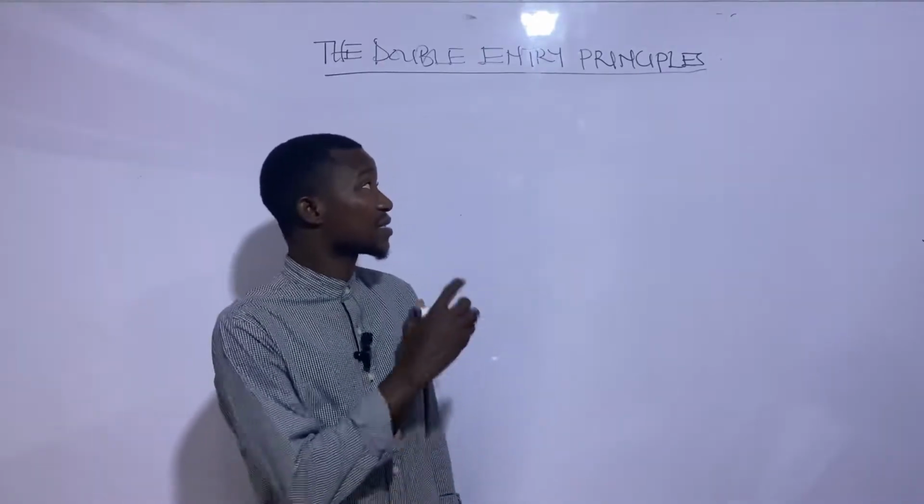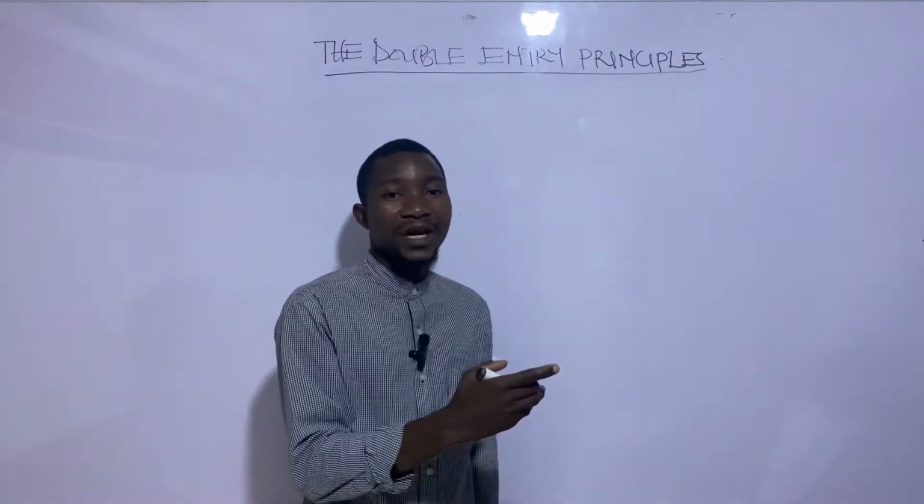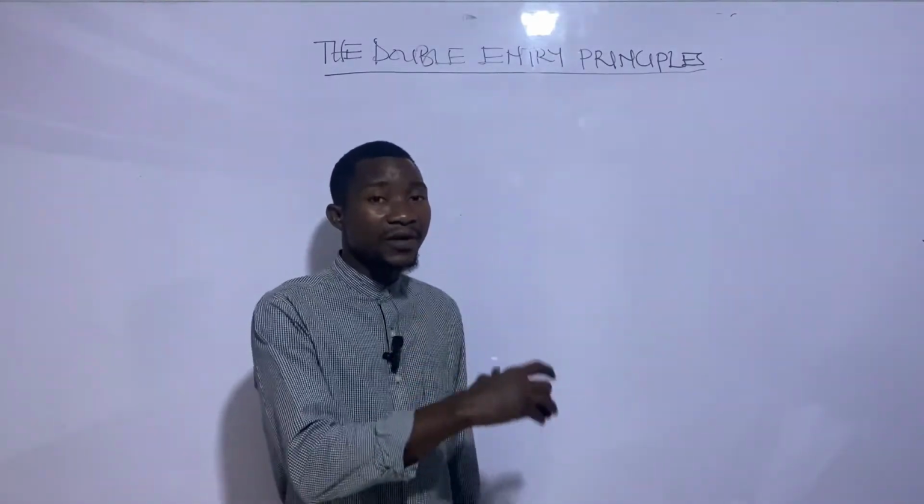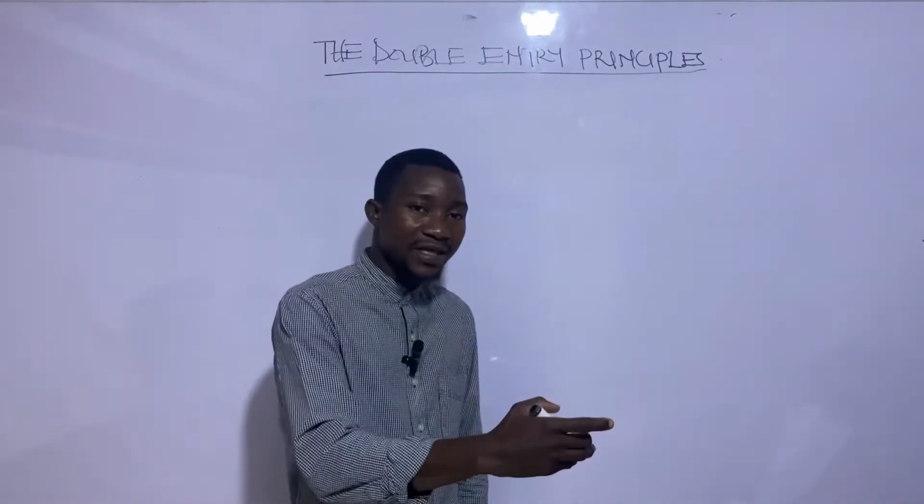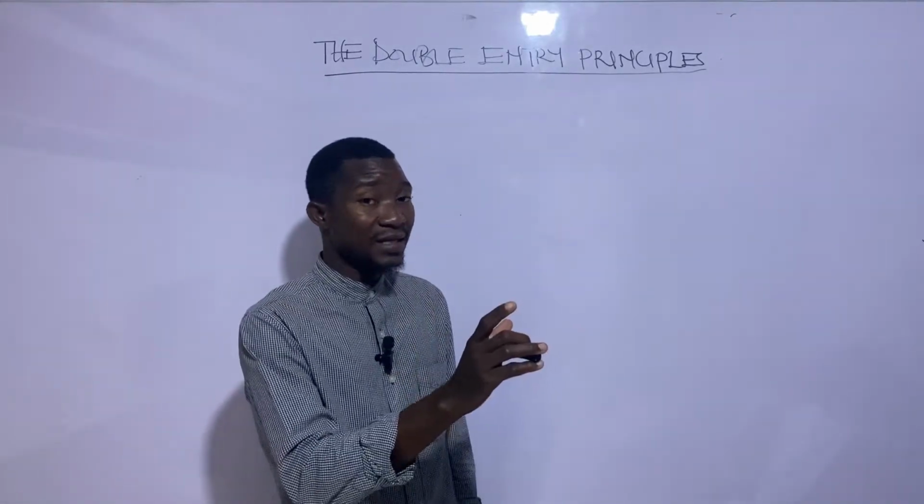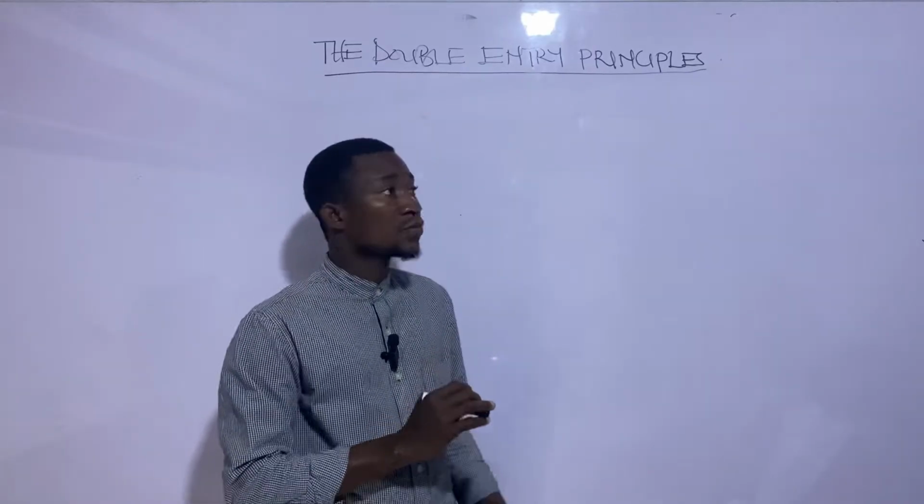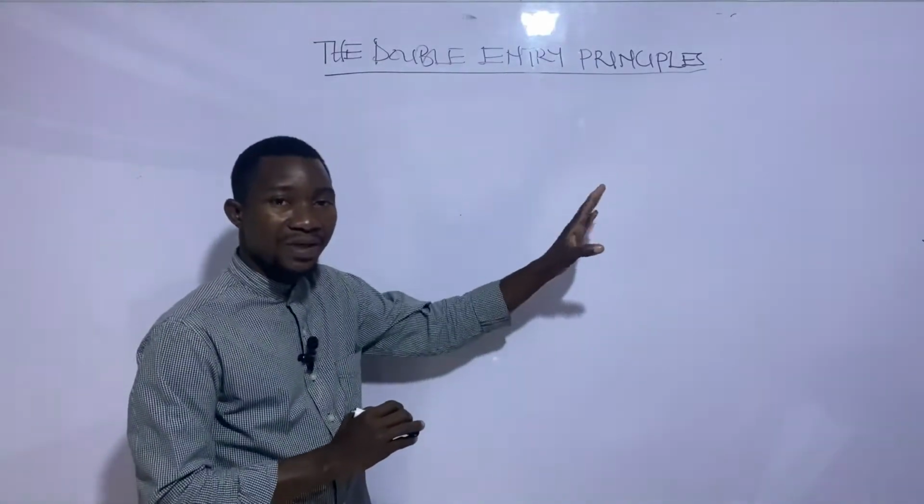Before you'll be able to understand this rule very well, that is, for every debit entry, there should be a corresponding credit entry, and for every credit entry, there should be a corresponding debit entry, there are certain key terms we have to understand first. So I talk of credit entry, debit entry.